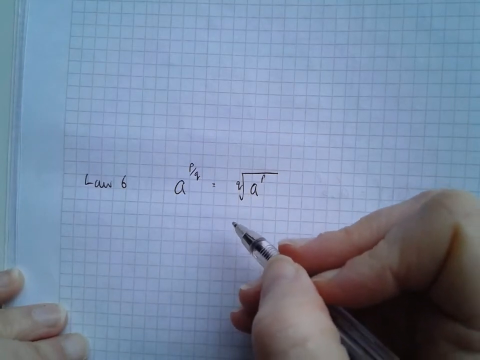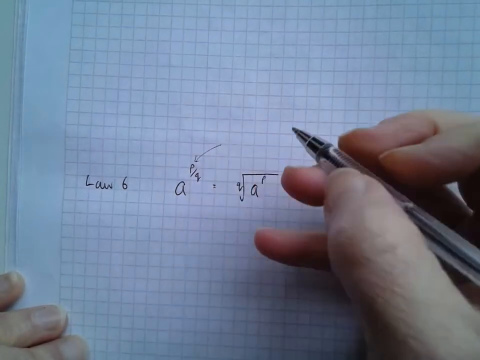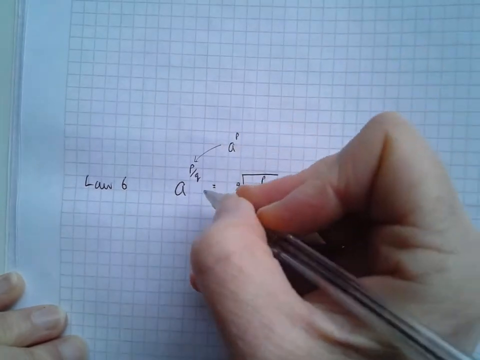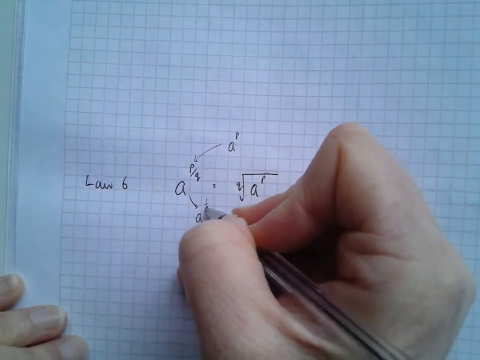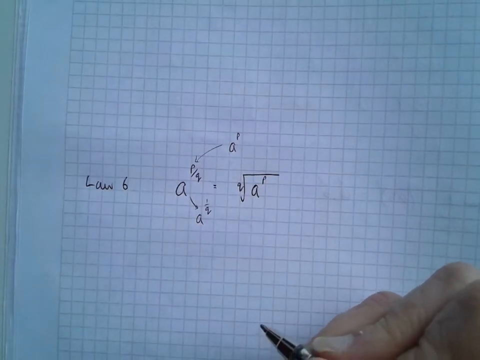A to the power of p. So this one up here is a to the power of p, and this one here is a to the power of 1 over q. Let me show you what that looks like.